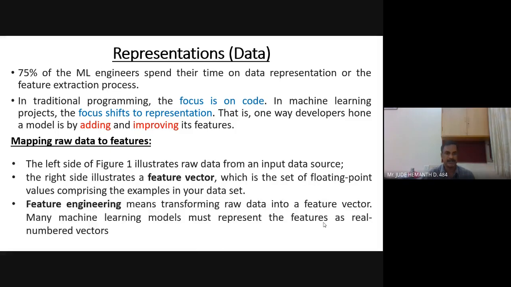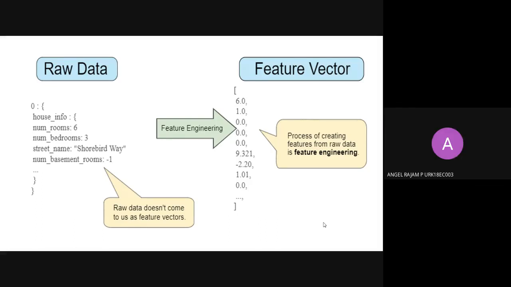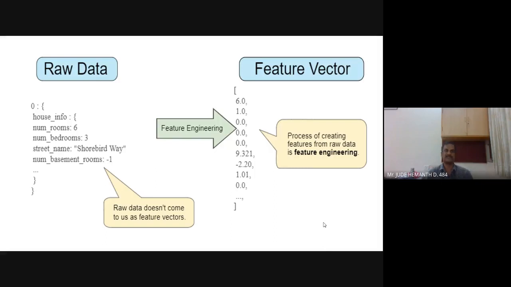You can look at this diagram, right? Can you see the diagram here? Yes? Yes, sir. Yeah, okay.